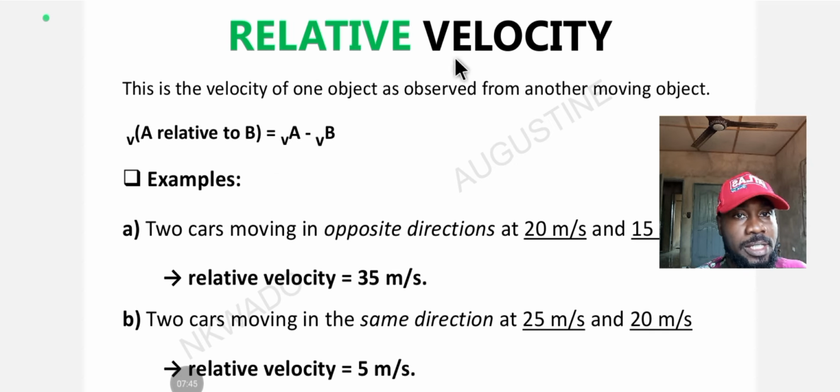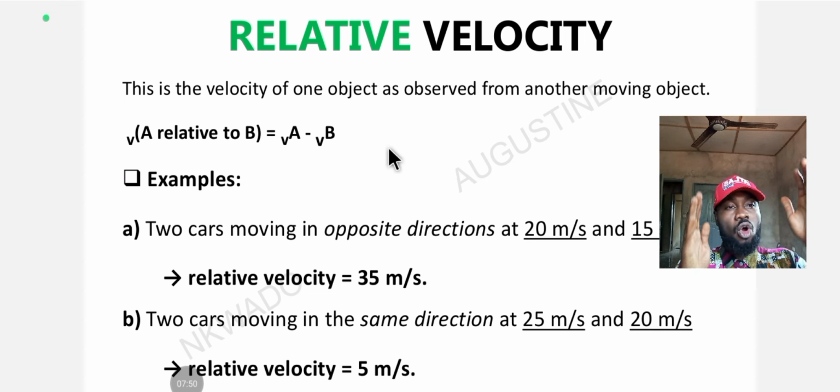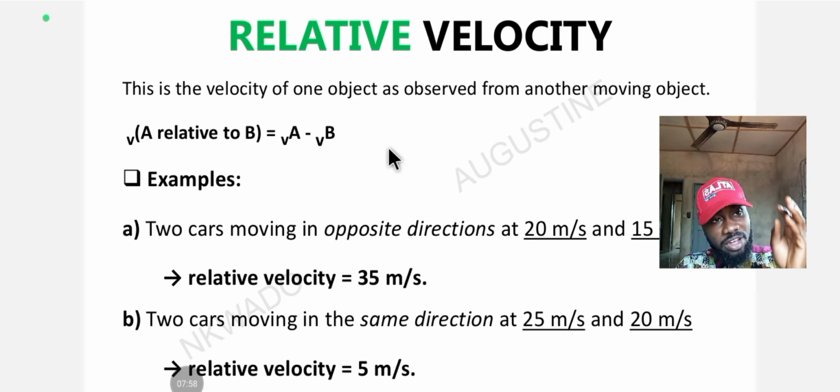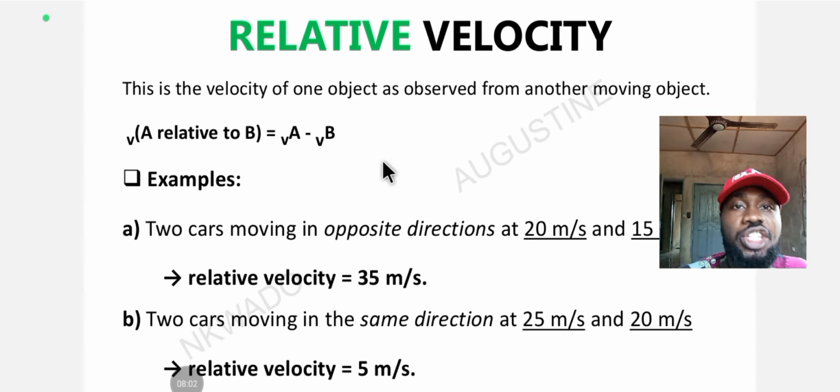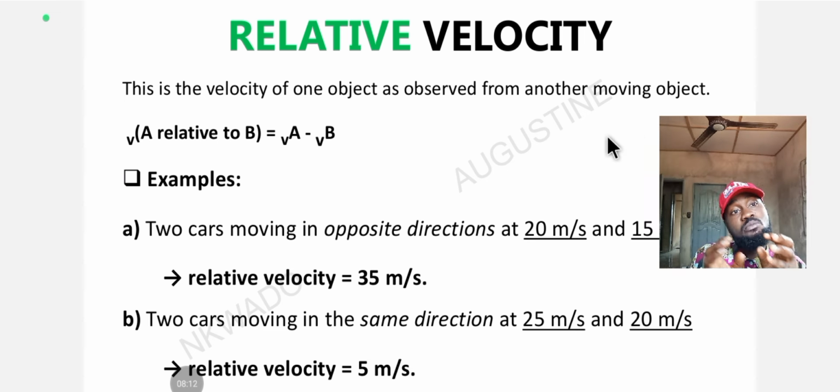Relative velocity. What is relative velocity? When you hear anything relative, it means comparing two, comparing one with another. So relative velocity here means comparing one velocity to another. The definition says this is the velocity of one object as observed from another moving object. So you are using the movement of this object to observe the movement of another object.